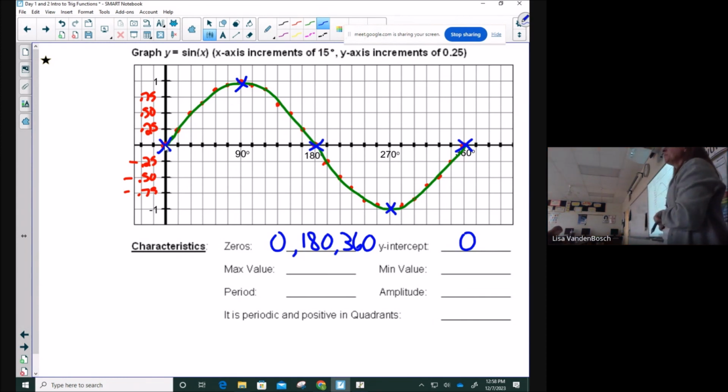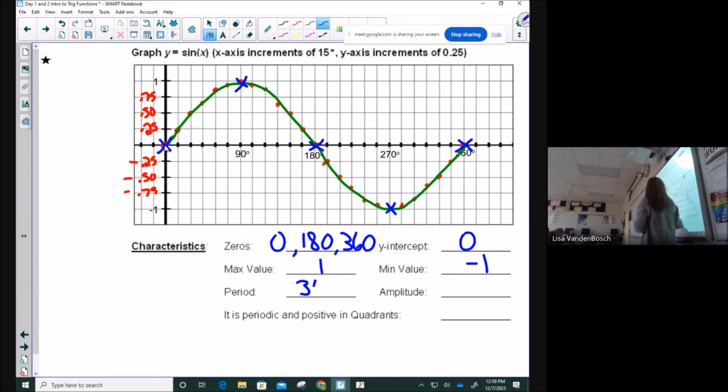What is the maximum point it goes up to? 1. What is the minimum point it goes down to? Negative 1. What is the period? 360. It takes one complete period to go through that cycle, which is 360 degrees. What is my amplitude? 1.